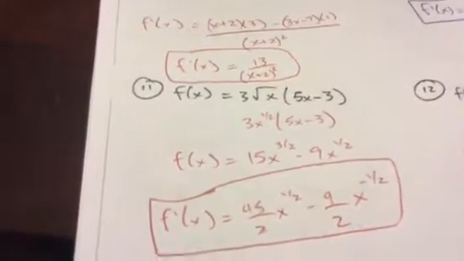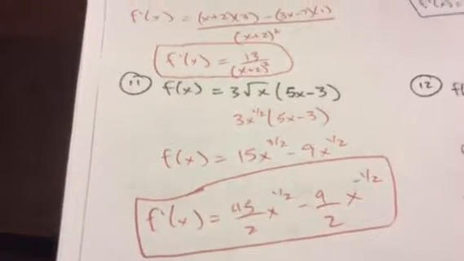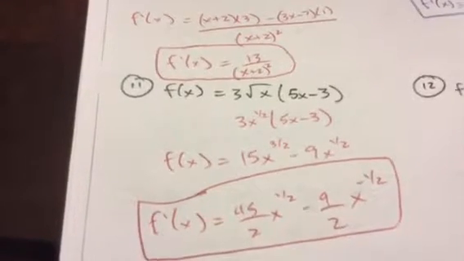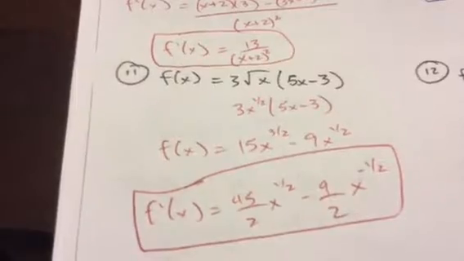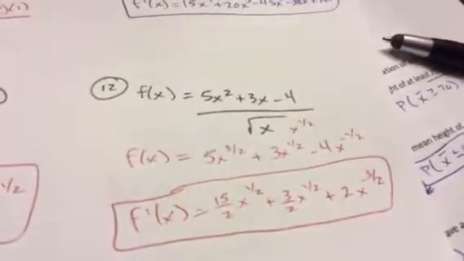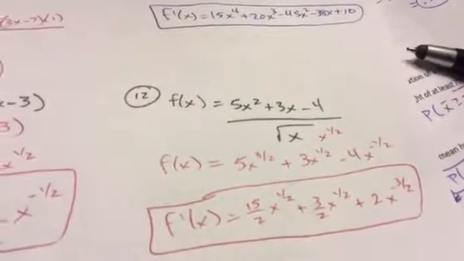Folks, 3 times the square root of x is 3x to the 1/2. And then multiply that by 5x minus 3. I did not take the derivative yet, and then when I do, it's all about the power rule. That's my answer.